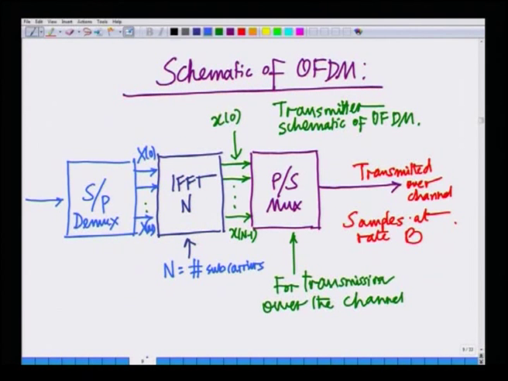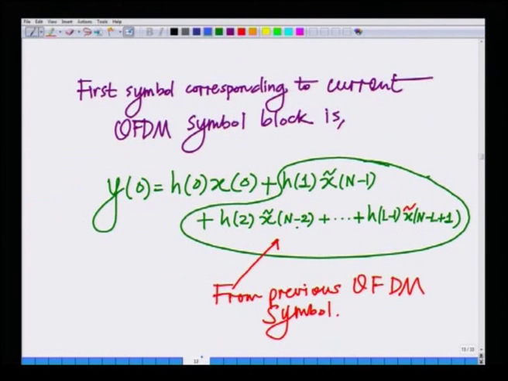Following that, we said the schematic of an OFDM system is now simple. I do not have a bank of modulators anymore. I have a simple serial to parallel demultiplexing followed by an N-point IFFT followed by a parallel to serial conversion. Let us consider transmission of an OFDM symbol. Hence, there is inter-symbol interference from the previous transmitted OFDM samples, right.